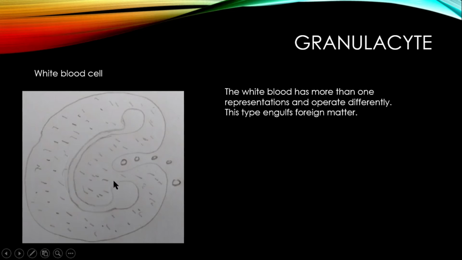Now, the white blood cell has more than one representation and operates differently. This type engulfs foreign matter. Then there's another type of white blood cell we call a lymphocyte. So if this cell here, the granulocyte, was supposed to go to some area of the body to control the foreign organism and it was not able to do so, then the other type of white blood cell would fill in, and that white blood cell is called the lymphocyte.